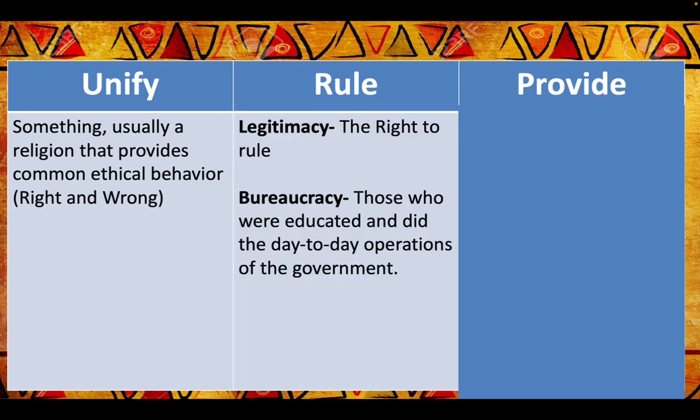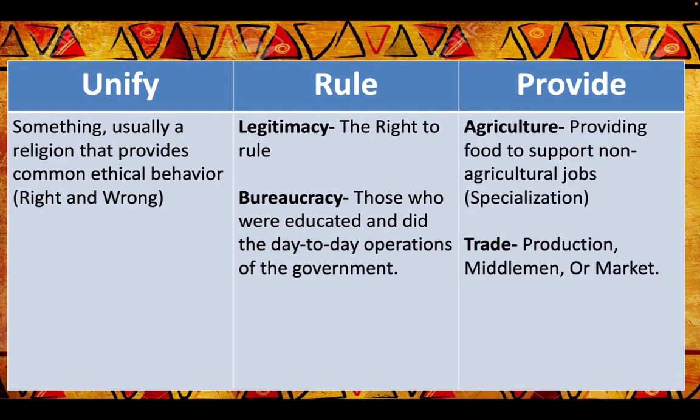When we talk about rule, we're focusing on two things. One is the legitimacy of the government, meaning that this government has the right to rule, usually based in some sort of religion or some sort of strength that the ruler has. And because of the massive amount of jobs that a government has to do, bureaucracies of highly educated government workers who do the day to day operations emerge as well.